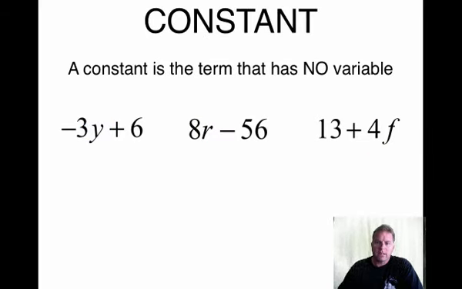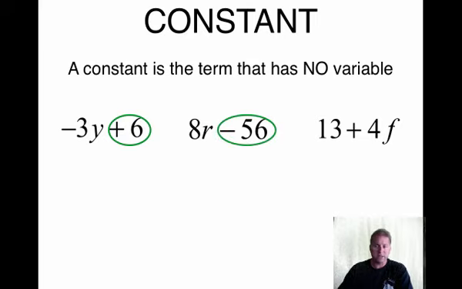Then we have our constants. A constant is a term that has no variable. In other words, it's pretty much just a plain old number. So in this case, what would the constants be? And this could be a little tricky on one of them. First one should be pretty easy. It's a positive 6. The next one is a negative 56, not positive.